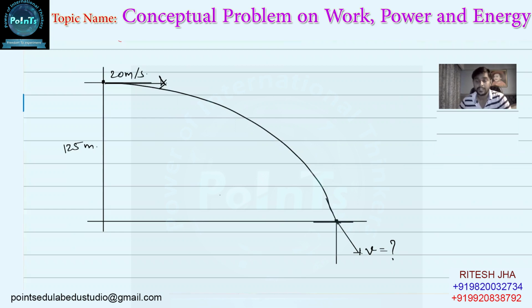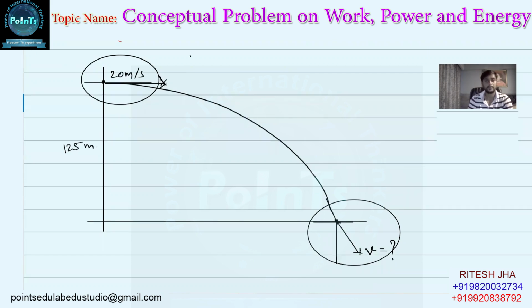Wait a second. Work done, energy, power, all of these are scalar quantities. They are not vector quantities. So whatever is the energy over here, same is the energy over here, irrespective of the directions. Sounds good. In that case, we have 20 meters per second as our speed.